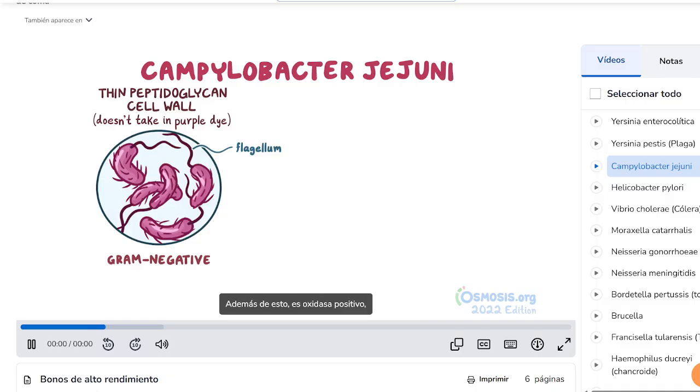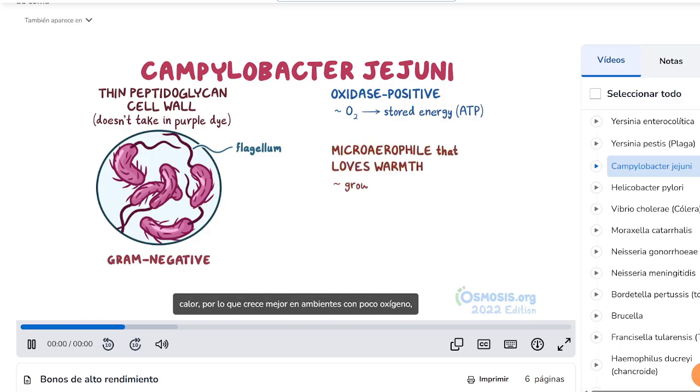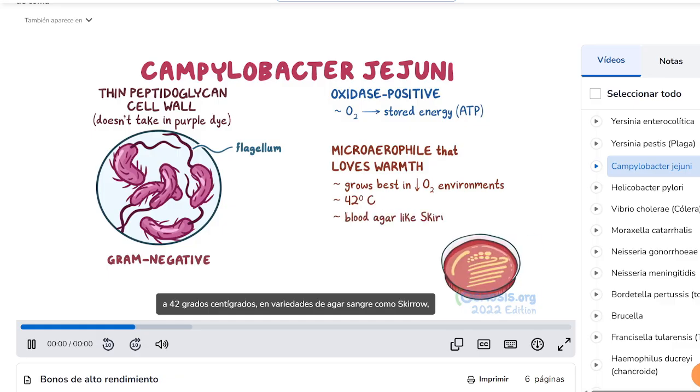In addition to this, it's oxidase positive, meaning that it can use oxygen to create stored energy or ATP. Lastly, Campylobacter jejuni is a microaerophile that loves warmth, so it grows best in low oxygen environments at 42 degrees Celsius on blood agar varieties like Skirrow, Butzler, and Campy-BAP.